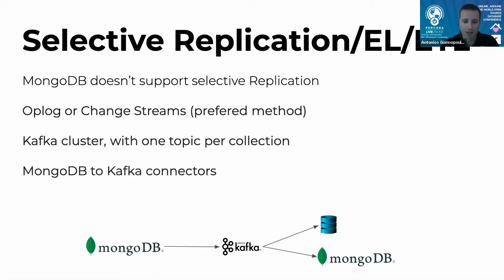So even if the other side is slow, you're not going to lose any events. Extract and load is pretty much the same as selective replication. You just get your data from one MongoDB and you load them to another. Extract, transform, and load is a little bit different because you're manipulating your data. You might want to hide some fields while you are doing the transfer.